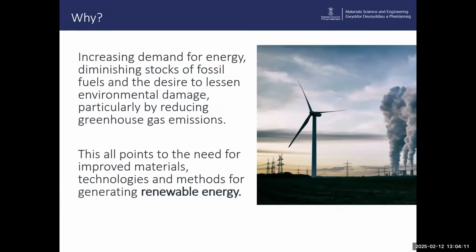So why is this important, and why is it important now? There's an increase in demand for energy at the moment. As technology moves on, we need more energy to run it. We have diminishing stocks for fossil fuels. We can't keep using these fuels indefinitely. And the world has a stronger desire now to lessen environmental damage, particularly by reducing greenhouse gas emissions. This all points to the need for improved materials, technologies, and methods for generating renewable energy.